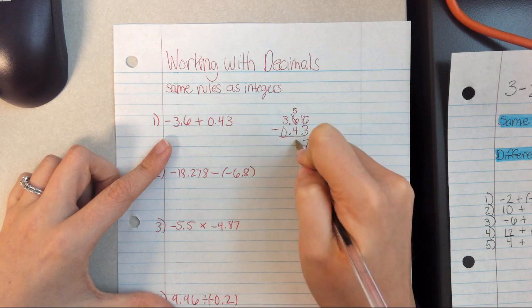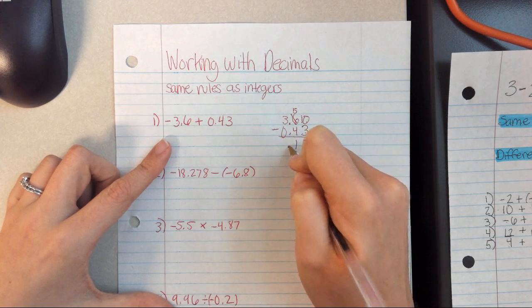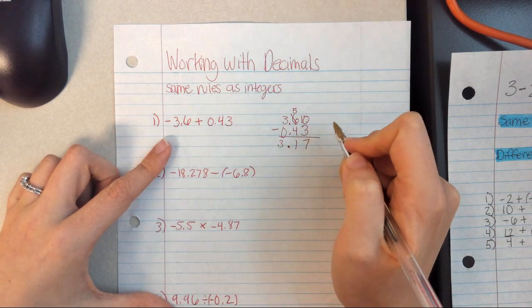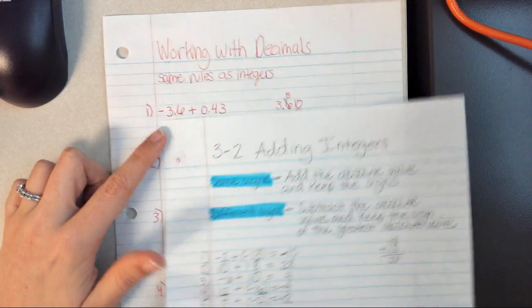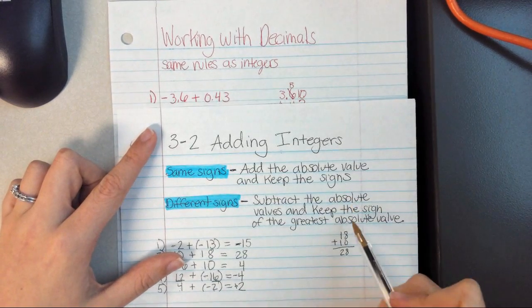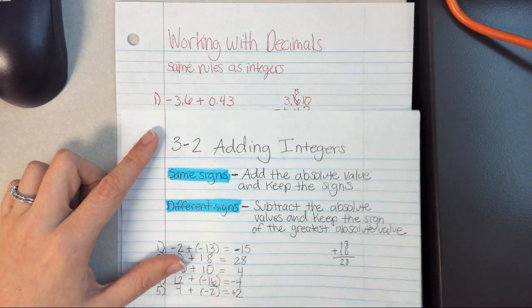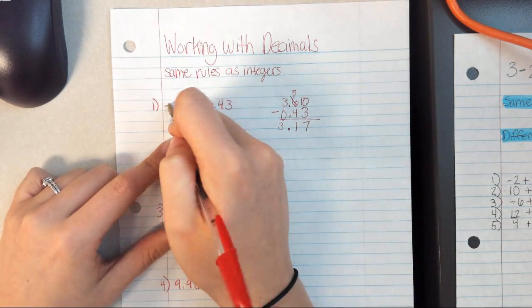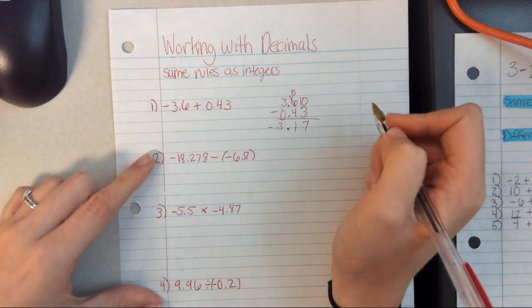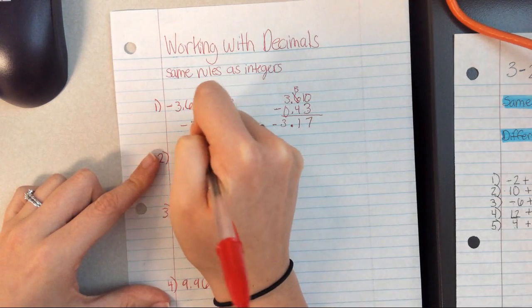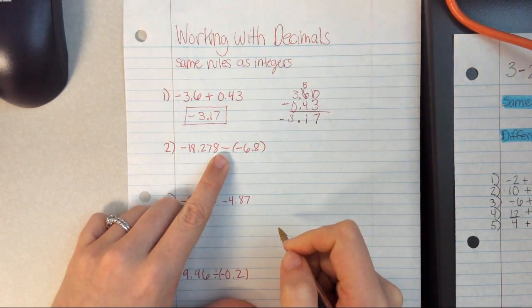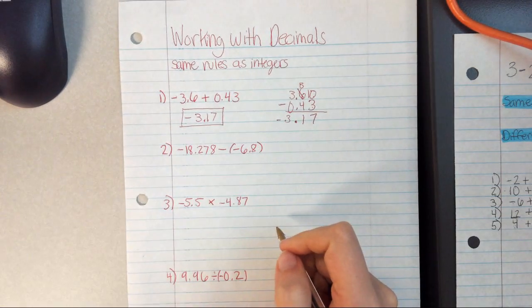So 10 minus 3 is 7. 5 minus 4 is 1. You bring your decimal straight down. 3 minus 0 is 3. And then remember, when they're different signs, keep the sign of the greatest absolute value. 3.6 is the greatest absolute value, and since that's negative, our answer is going to be negative. So negative 3.17.